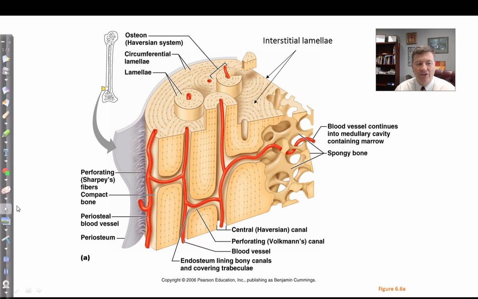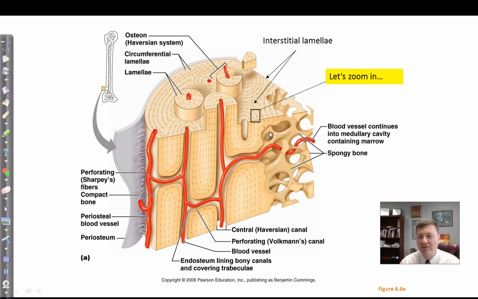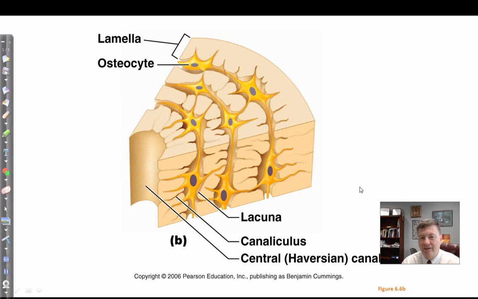But let's go ahead and just zoom in here, if we were to take this section of bone, let's look very carefully at it. Notice how we have a couple of lamellae, a couple of rings here, and a couple of lacunae in there. So let's zoom in to see this.